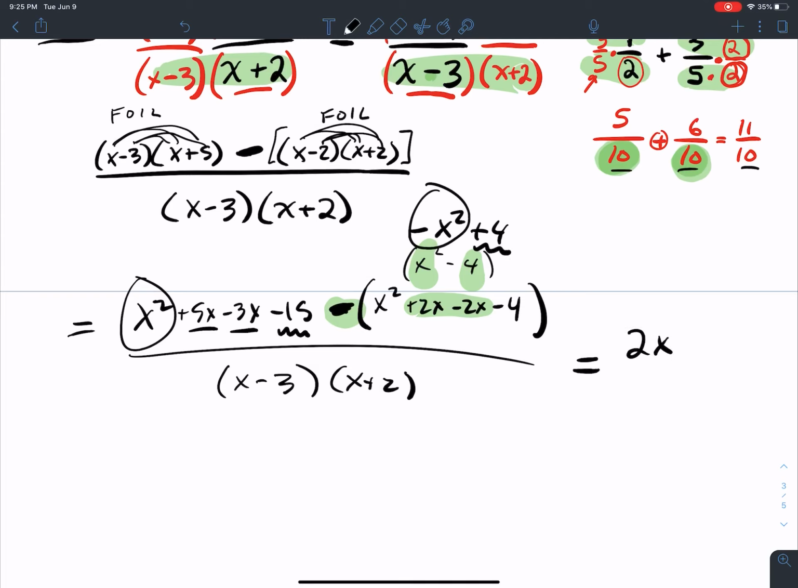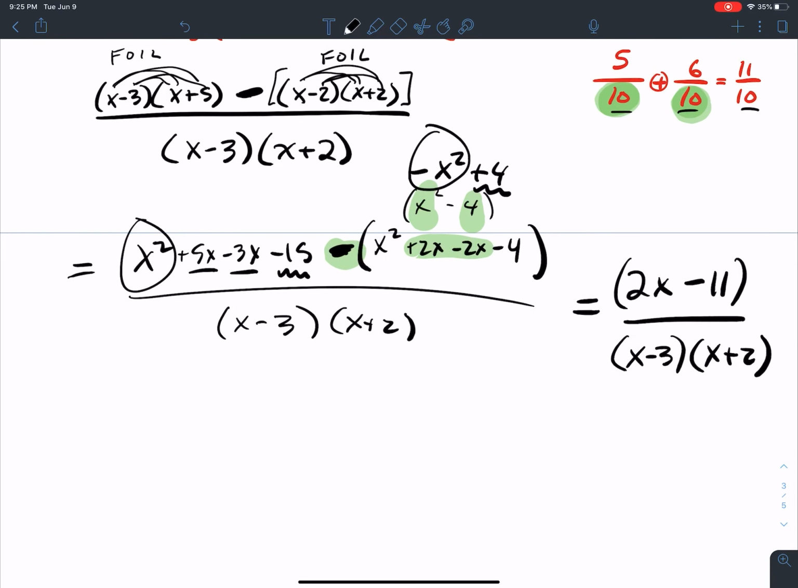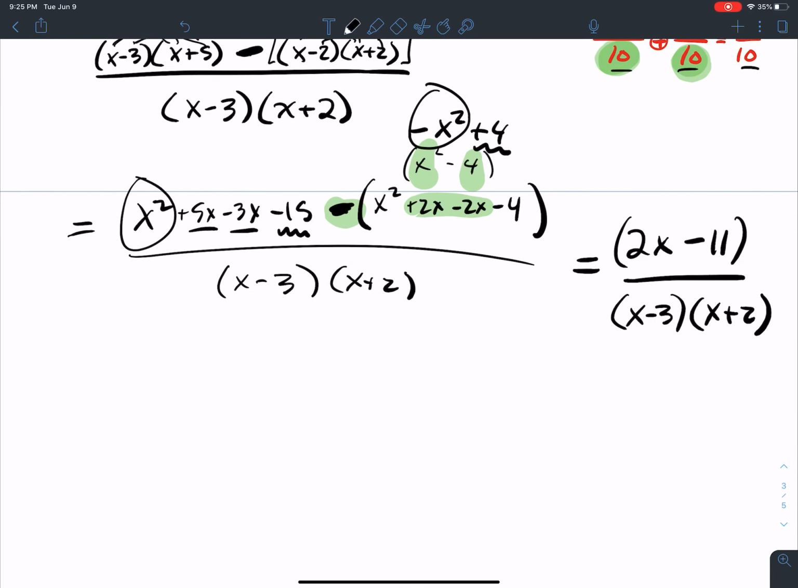-15 plus 4 is -11, all divided by x minus 3 times x plus 2. Now, I can't factor the numerator, and it doesn't cancel with anything in the denominator. So this is simplified, but I need to set the bottom equal to 0.